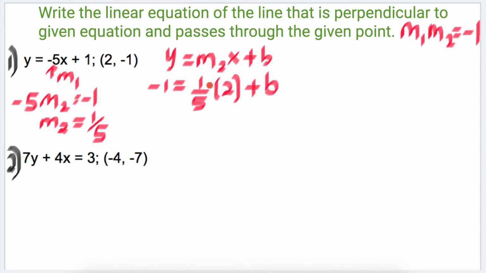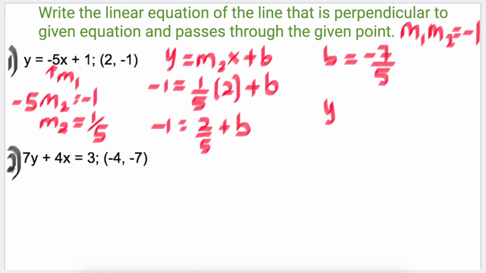So when you multiply the fraction times 2, you're going to get negative 1 equals 2 over 5 plus b. When you want to solve for b, this is a simple one-step equation. You need to move the fraction over to the left side. b is going to be equal to negative 7 over 5. Since we have our b and we have our slope, our final answer is going to be y equals 1 over 5x minus 7 over 5 as the final answer.